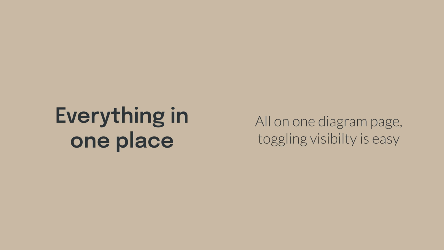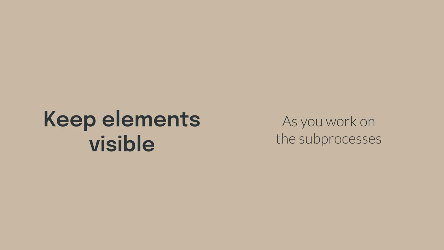The layer method has its advantages, one being that everything's all in one place. Everything's live on one page, which makes it easy to toggle the visibility of your layers. Another one is that you can keep higher level elements visible as context as you work on your sub-processes. This method is great for scenarios where you want overlays and variations all on one canvas.